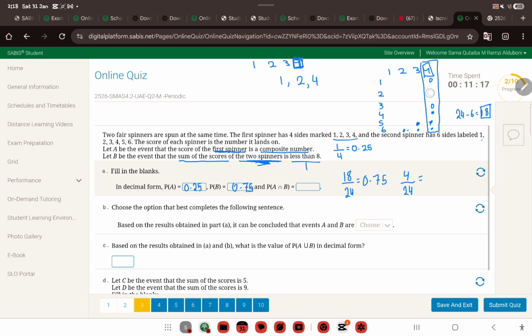No wait, it's not 4, it's 3 here. So it's 3. So we do 3 divided by 24, and we get 0.125.